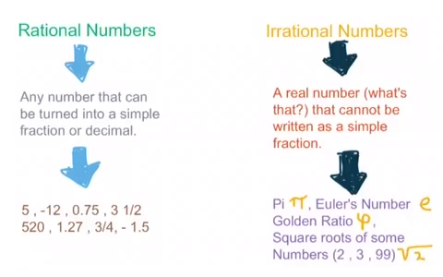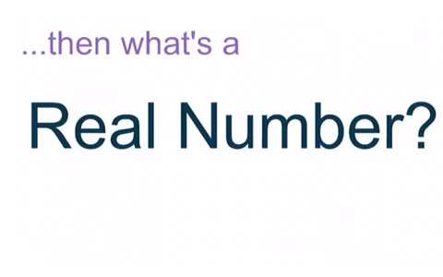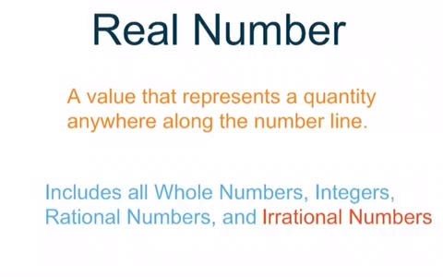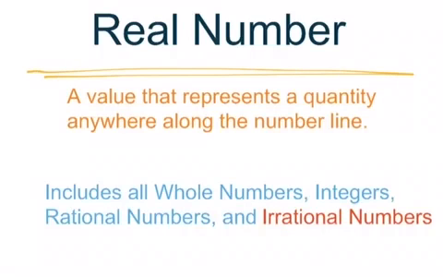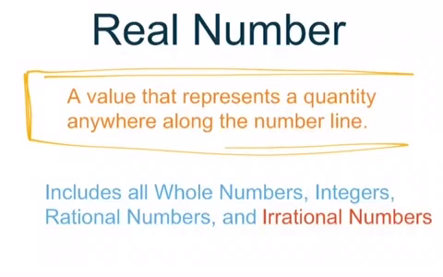So let's talk about real numbers. What is a real number? A lot of people are wondering. What do we think? A real number, and this is kind of the definition right over here, is a value that represents a quantity anywhere along the number line. So we think of a number line, and we're going to be talking about more than just rational numbers, and here's how we can tell. I like this example right over here.